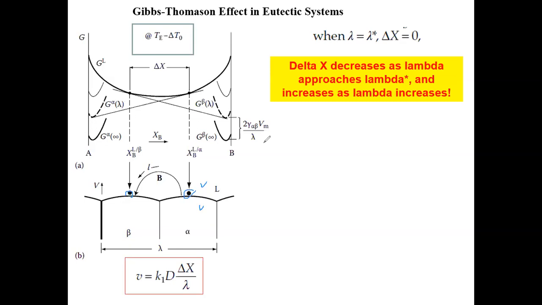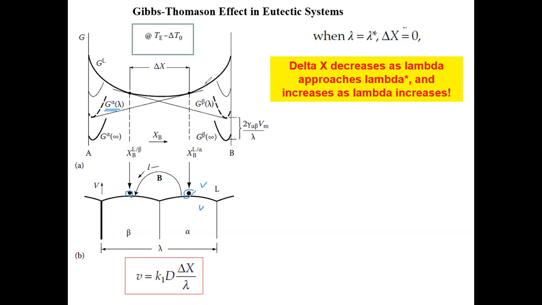So in this case, I think I can randomly choose a free energy, which is this one. Suppose lambda is my current wavelength for the eutectic structure. Now this dashed curve basically shows the free energy curve for the alpha phase, and this very nice solid curve shows the free energy of the liquid phase.